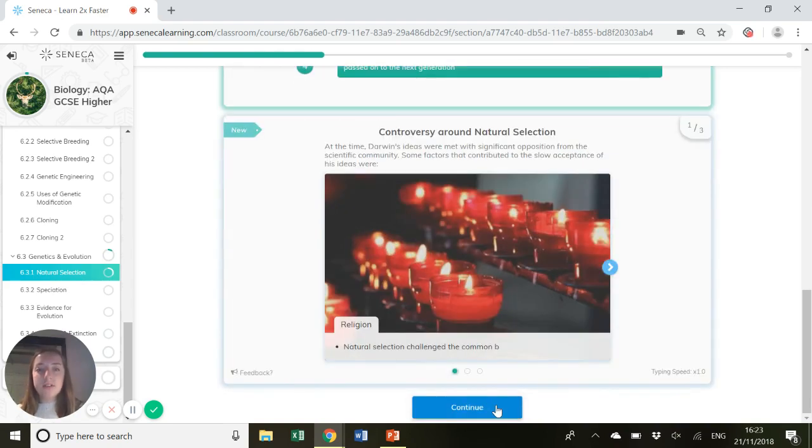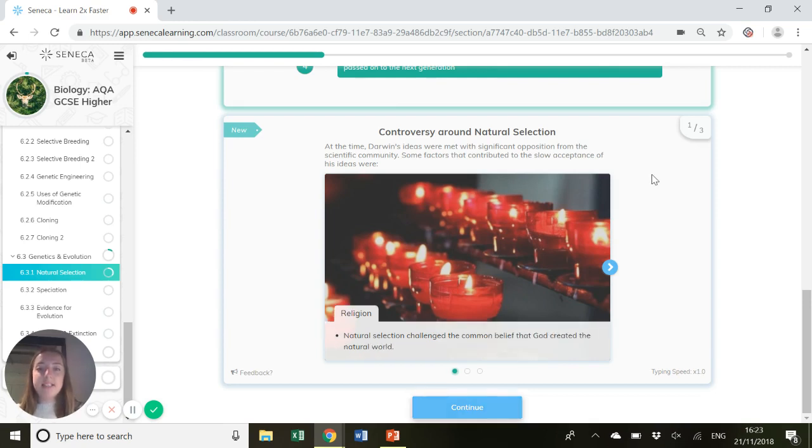Right, so why was this controversial? When Darwin proposed this idea, he got a lot of opposition from the scientific community, and so his ideas weren't accepted very fast. Let's have a look at some reasons why this happened.